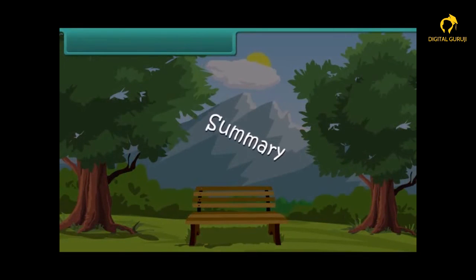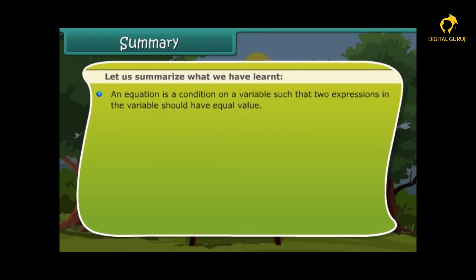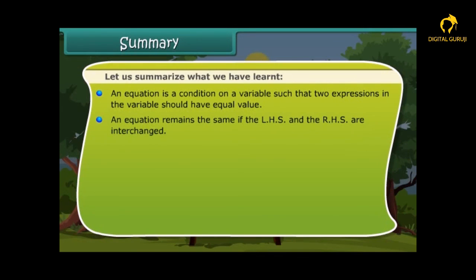Summary. Let us summarize what we have learned. An equation is a condition on a variable such that two expressions in the variable should have equal value. An equation remains the same if the LHS and the RHS are interchanged.